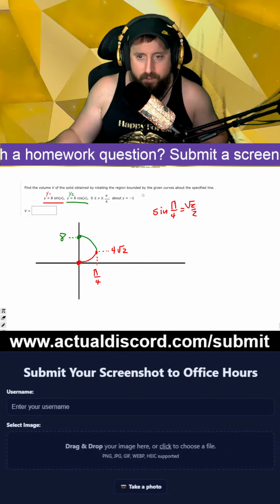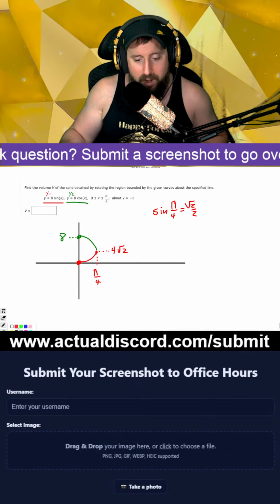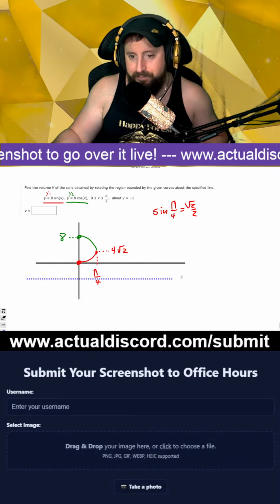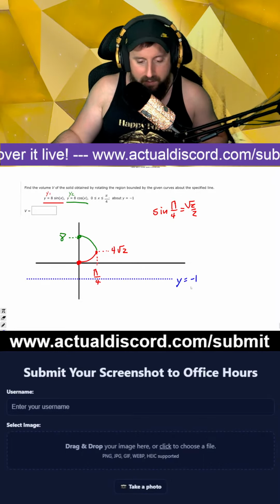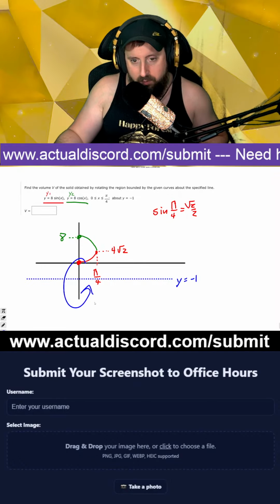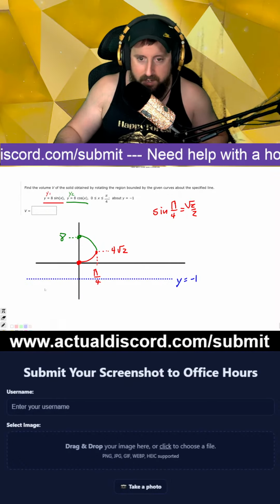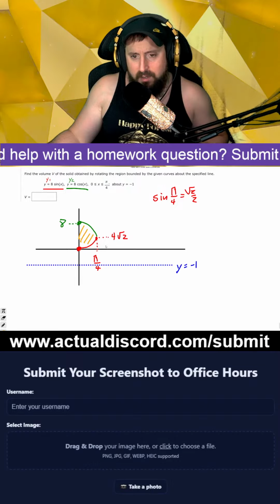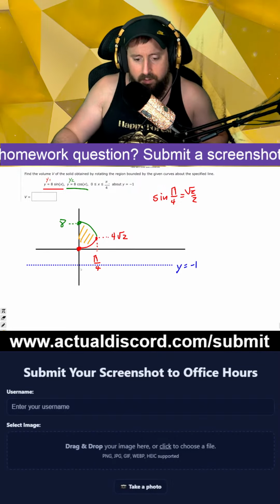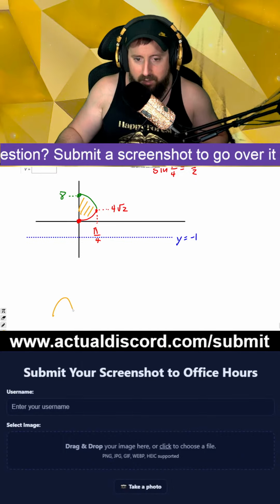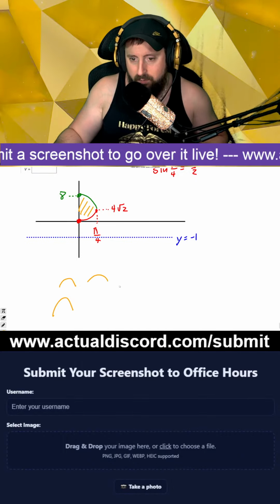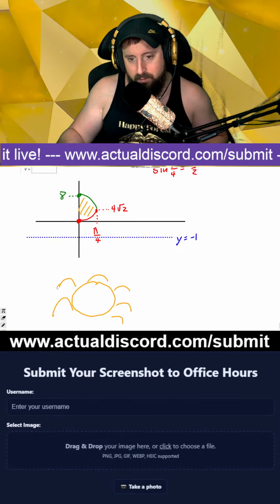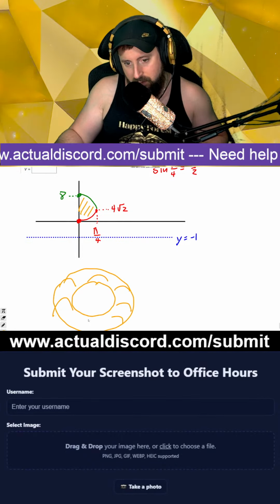Okay, and then we are revolving this. Ooh, we are revolving this around y equals -1. So this right here is the thing that we're spinning around, and this right here is the cross-sectional area. What this ends up looking like is kind of funny. I want to say it looks like a bundt cake, probably. It's probably going to look something like this, right? Looks like a bundt cake.